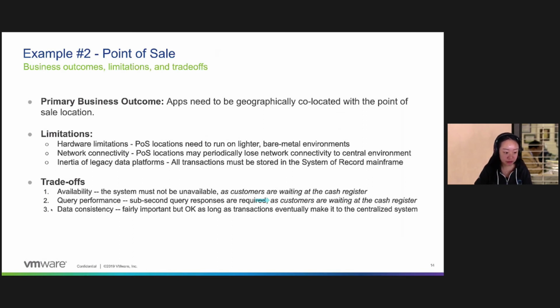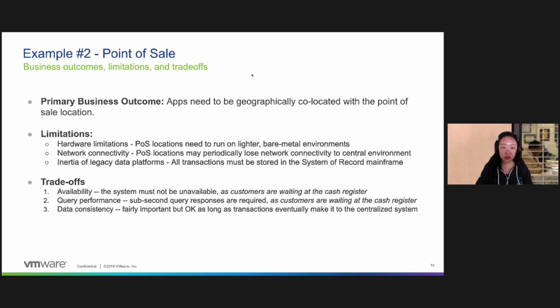And then finally, around data consistency, this is actually something that can be traded off because while it is fairly important for each point of sale location to have rather consistent data, let's say on pricing or on certain discounts that are applied, it's not necessary for every single transaction to propagate to every single point of sale location, as long as it eventually makes it to the centralized system and is updated, let's say nightly, then that's fine.